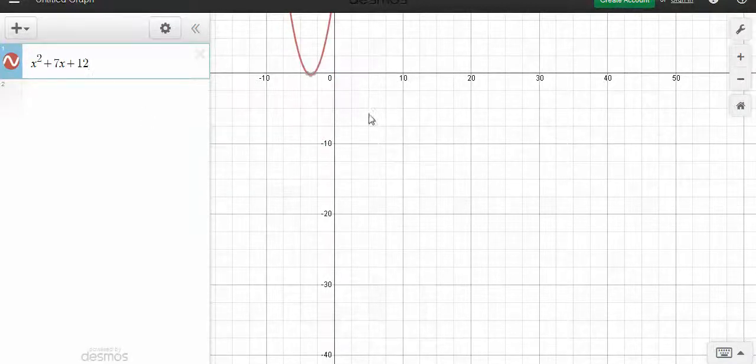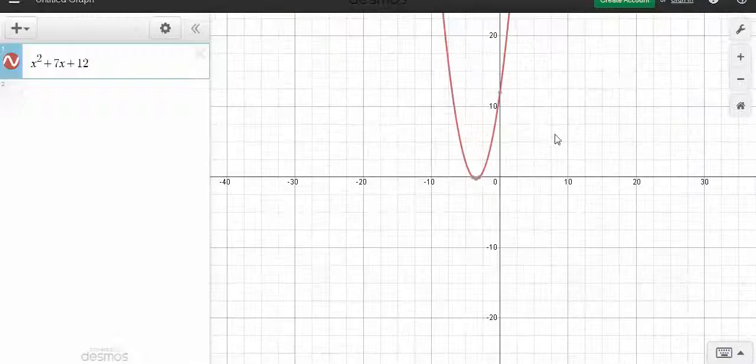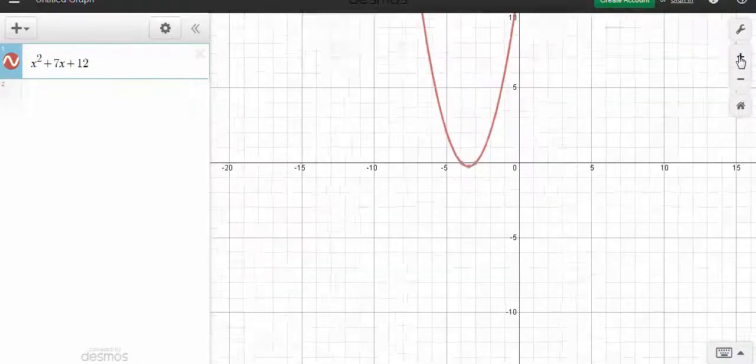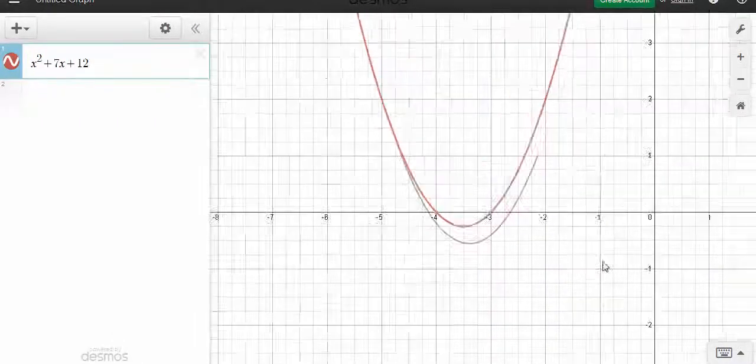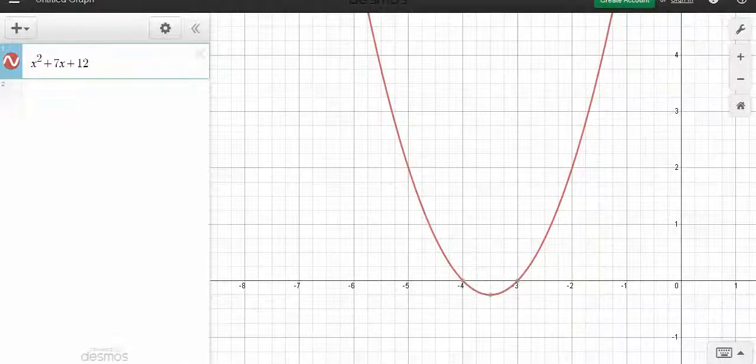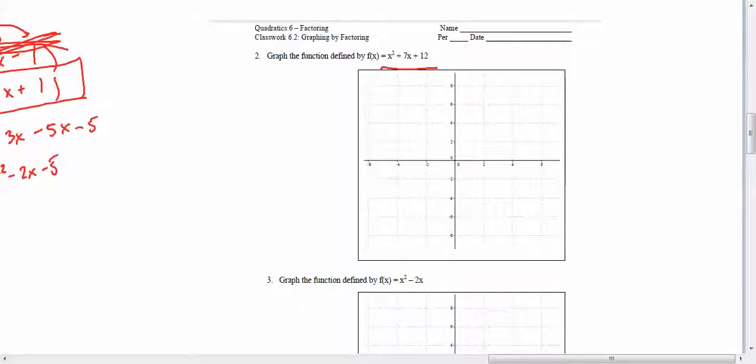Alright, let's move this way. We'll zoom in a little bit. Alright, I want you to take a look at that graph, okay? I can get that graph without using the graphing calculator. See how?